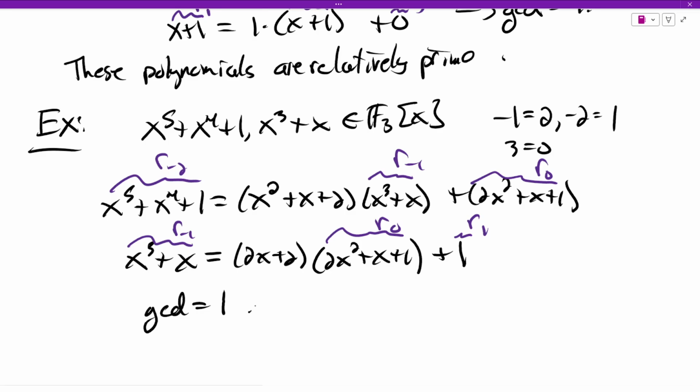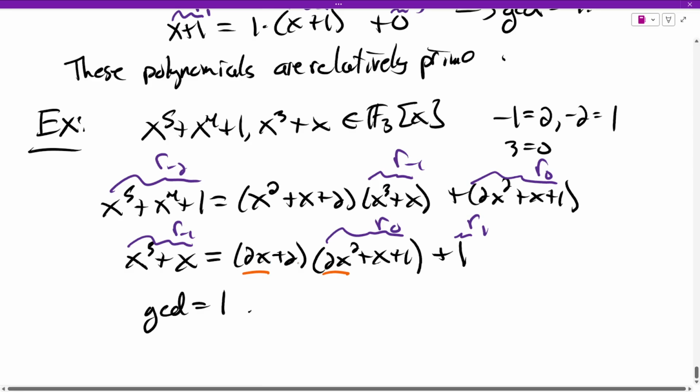Okay, and you can go in and check my arithmetic to make sure these factorizations are right. But for example, just to make it clear that we're working over F3, if we look at the leading term here, 2x times 2x squared is 4x cubed, but 4 is the same as 1 in F3. Okay, so you can go in and check this arithmetic, but it will work out for you.